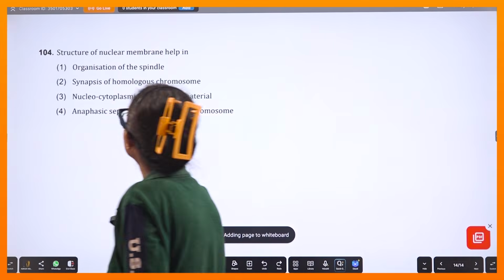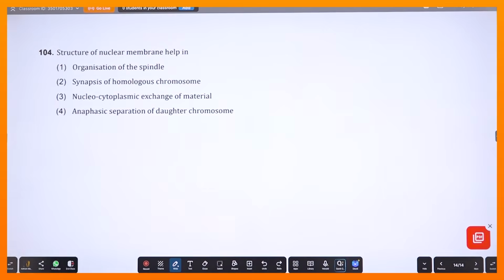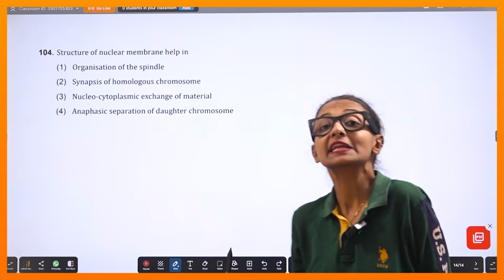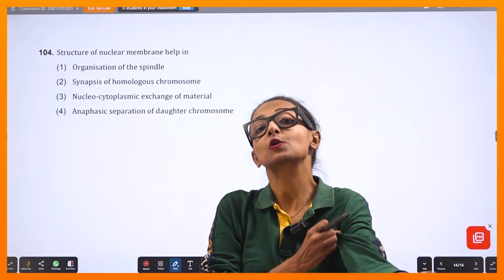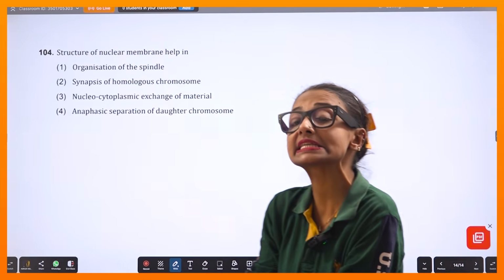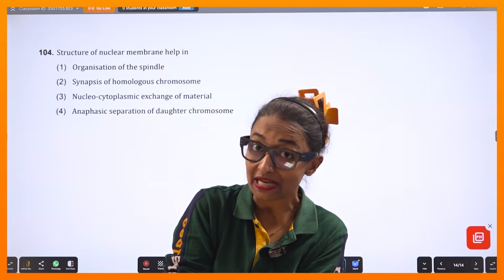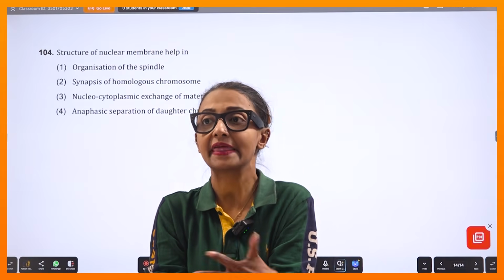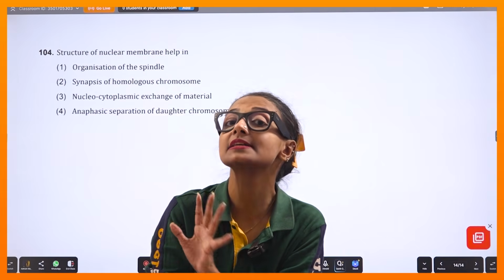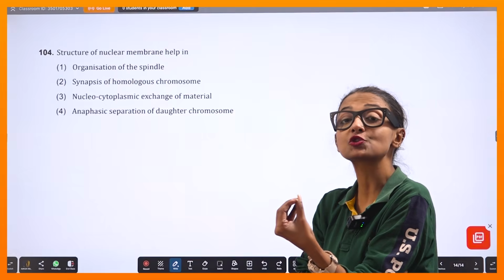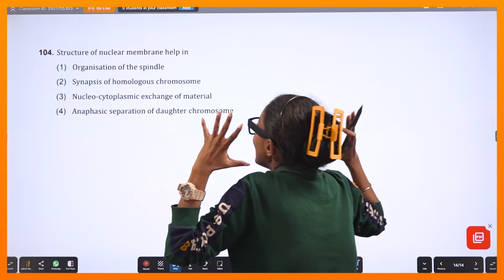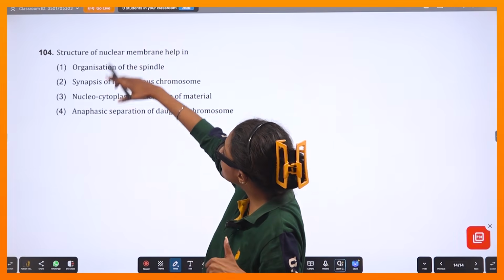Acha. Structure of nuclear membrane helping. So nuclear membrane is going to surround the genetic material and the fluid part of the nucleus is called nucleoplasm. Am I right? So in the nucleus there is genetic material and nucleoplasm, I'm talking about the eukaryotic nucleus, of course. And then you have nucleolus, which is located inside the nucleus and is a non-membranous structure, correct? So it asks how is the structure of nuclear membrane helping in either of these four options?